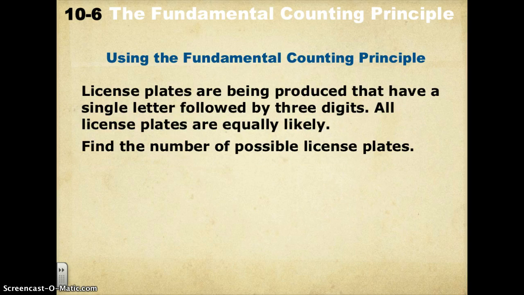License plates are being produced that have a single letter followed by 3 digits. All license plates are equally likely. Find the number of possible license plates. So we have a single letter. There are 26 letters in the alphabet, so that's how many choices we have, and 3 digits following. We count each digit separately. That would be 0 through 9, which is 10 total single-digit numbers.